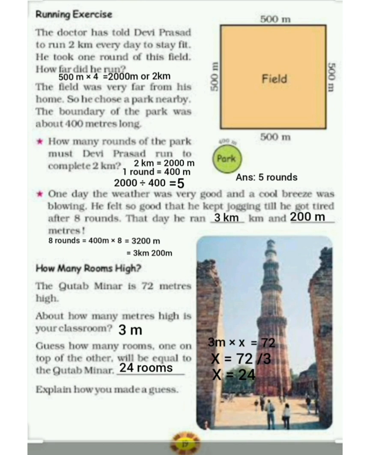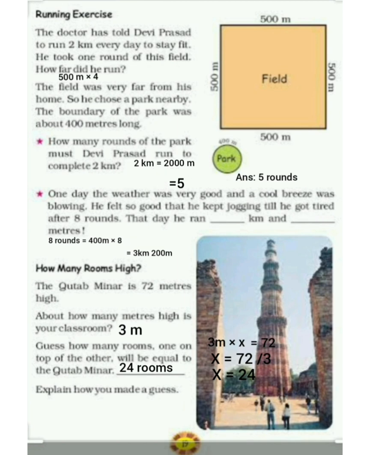Got it? Then explain how you made a guess. Since the height of one room is equal to 3 meters, yes, here we guessed 24 rooms height equals 72 meters.